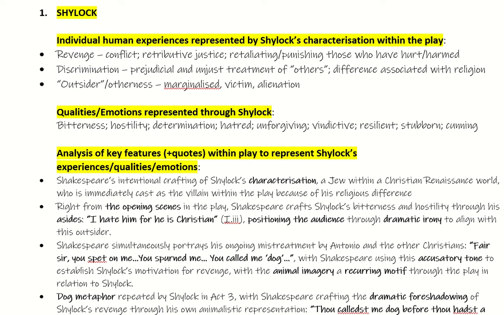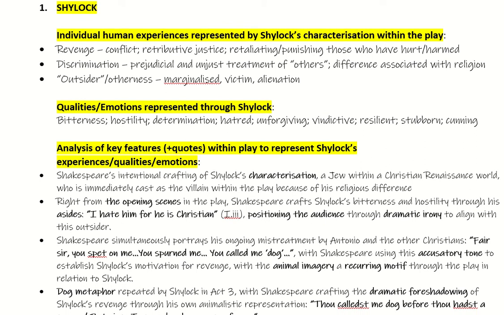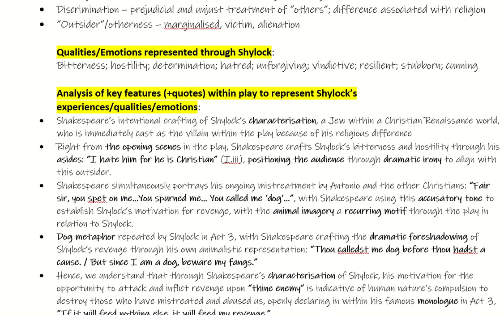He's determined to not just give up. He's determined to fight. He's determined to get back at those who have wronged him. There's a hatred embodied within his character. He is unforgiving, he's vindictive, he's resilient, he's stubborn, he's cunning. Again, think of some intentional qualities that he represents or emotions that you see evident within his character. And again, try to develop those points perhaps a little further alongside the experiences that Shakespeare's representing through his character.